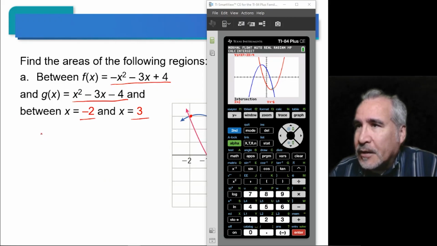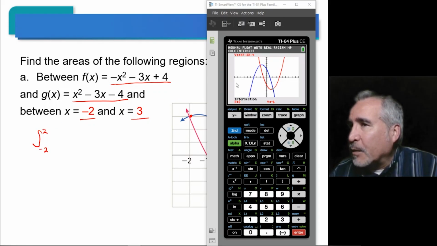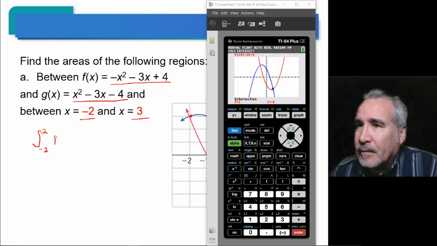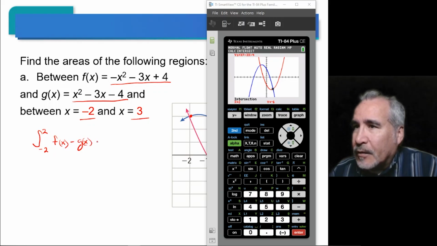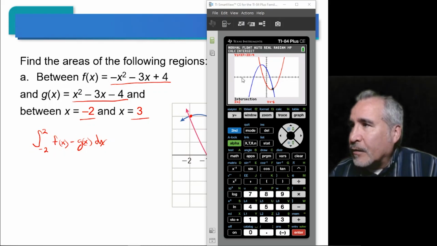Okay, there we go. This should hopefully work. I want the integral from -2 to +2. And what do we want for that one? We want f of x on top. And then we want to subtract g of x. So that'll be one thing we're going to look at. That'll get us from -2 to 2.